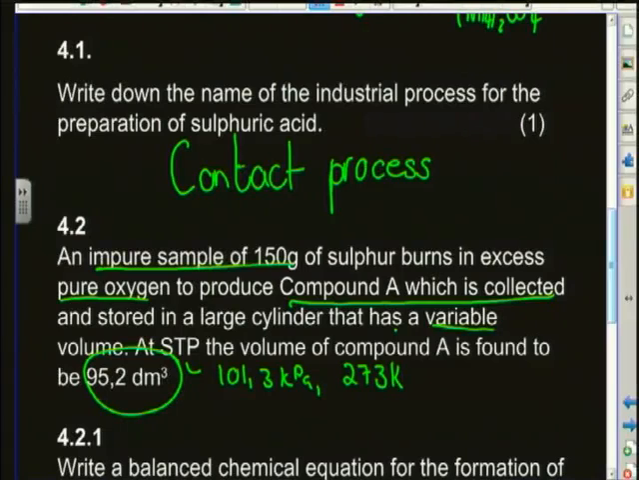Why did they tell me at STP? Because right at the beginning, as part of the checklist, I said you must know that number of moles is volume divided by molar volume. Molar volume is such an important concept. You would have learned about it in gases as well. Remember, 1 mole of any gas, regardless of its mass, at STP is 22,4 decimeters cubed. That is molar volume.